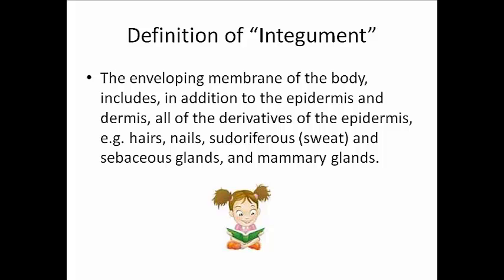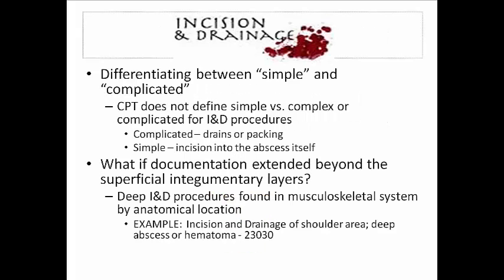The integumentary system involves a significant proportion of invasive procedures that are performed in a physician's office as well as a hospital outpatient setting. If the procedure extends beyond those boundaries, such as those involving the deep fascia, the muscle, the tendons, the nerves, the blood vessels, or other structures, the coder should refer to the other sections of the CPT book, such as the musculoskeletal section.